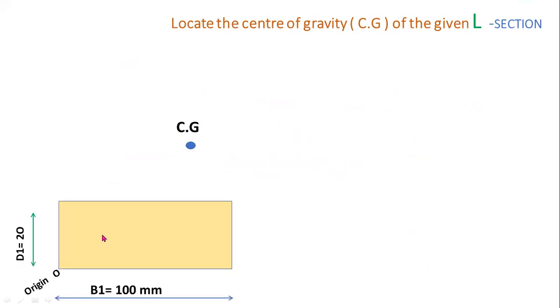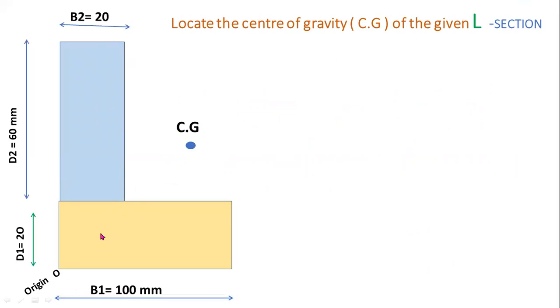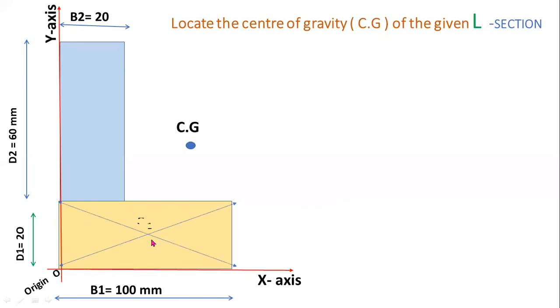Now I am showing the centroid or center of gravity of an L section. This is the given diagram, L section. This is the X reference axis, this is Y reference axis. C1 is the centroid of a bottom rectangle, C2 is the centroid of a vertical rectangle. Here C1 and C2 are the individual centroids, whereas CZ is the centroid or center of gravity of an entire lamina.